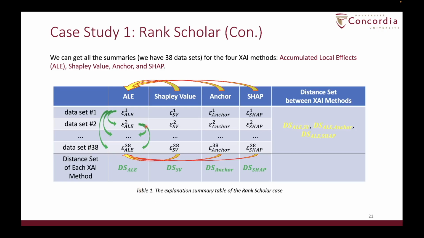We calculate the distance within a method, and after we find the most stable method, we calculate the distance between this method and other methods. For instance, we found that the ALE method is the most stable one, and then we compare it with the other 3 methods.